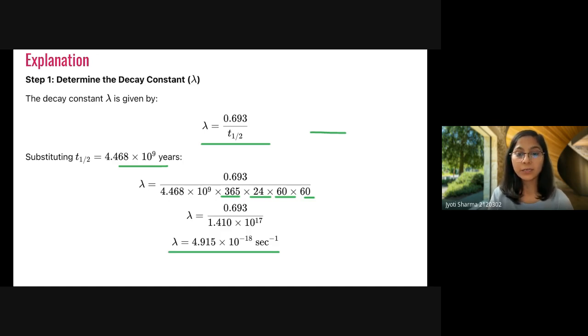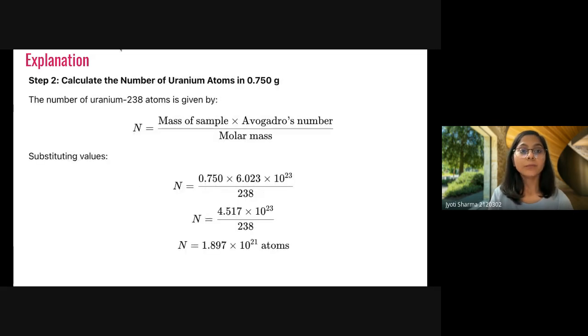If we have the decay constant, then the number of atoms will be the mass of the sample upon molar mass multiplied by Avogadro number, and this is how we calculate the number of atoms of the uranium. Okay, and this is 1.897 × 10²¹.